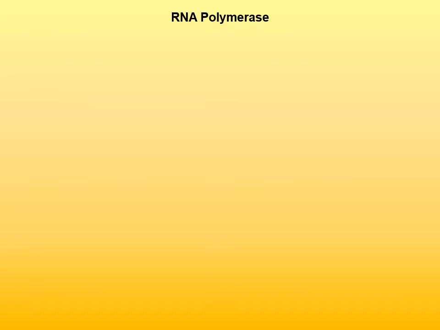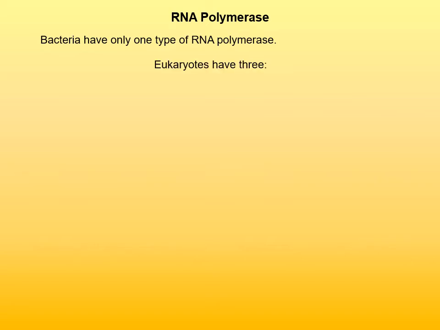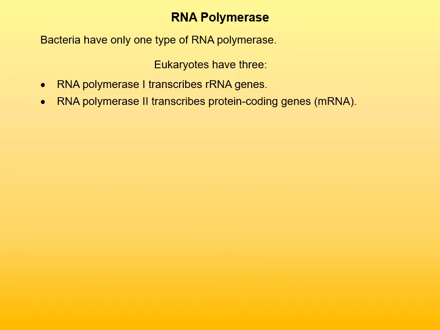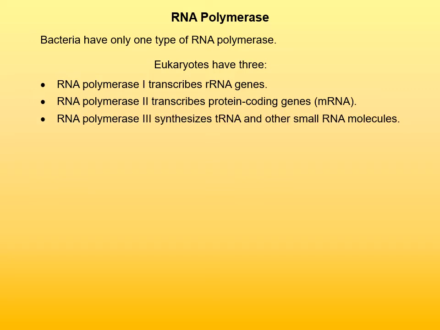RNA polymerase is the enzyme that catalyzes transcription of DNA to RNA. Bacteria have only one type of RNA polymerase. Eukaryotes have 3 types. RNA polymerase 1 transcribes ribosomal RNA genes. RNA polymerase type 2 transcribes protein coding genes, that means synthesis of messenger RNA, and RNA polymerase 3 synthesizes transfer RNA and other small RNA molecules.